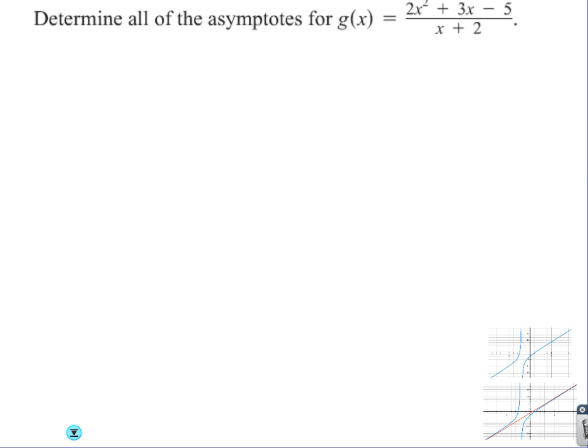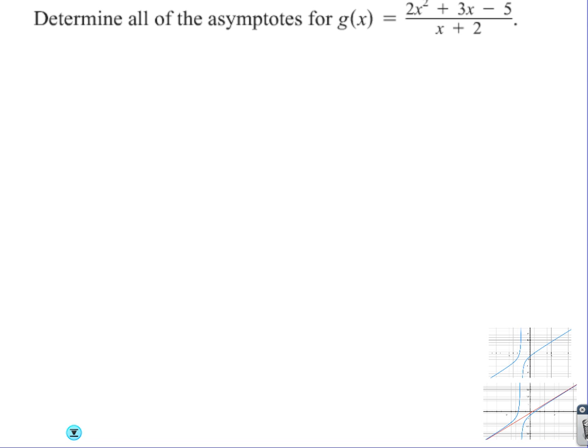Obliques. Everybody knows what obliques are. Determine all of the asymptotes. And notice it says all, not just vertical and horizontal, but all. And I'll show you how to find oblique asymptotes in just a second. Let's start with your horizontal and your vertical.